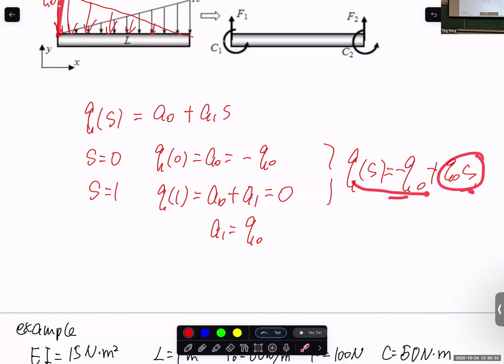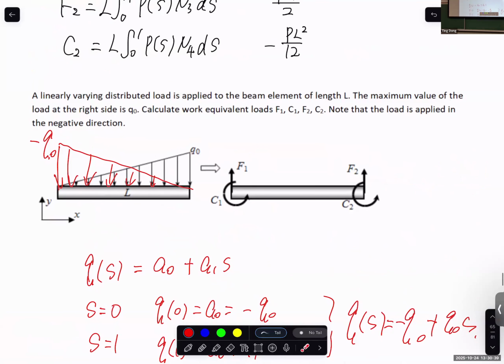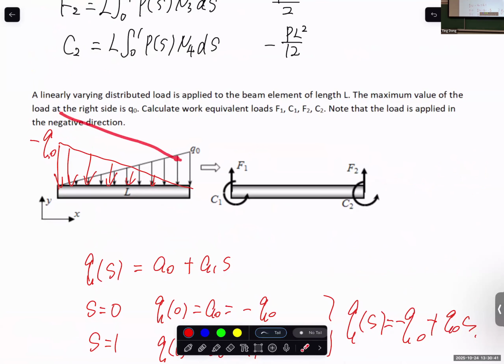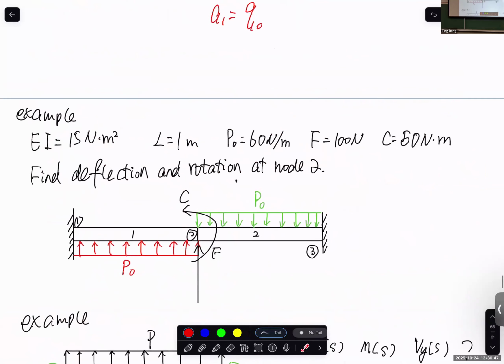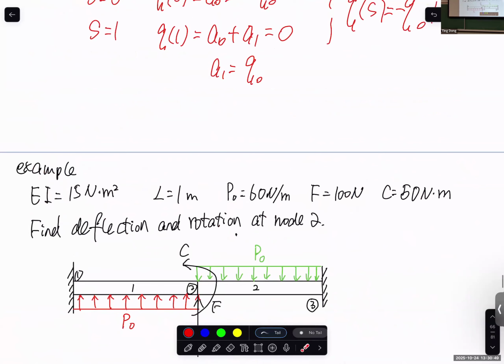And also, as I said, it does not really matter that one end should be 0. It can be any straight line, like this, right? It doesn't really matter. Any other question?